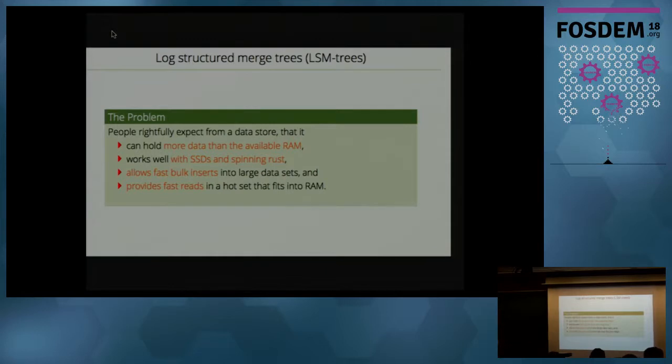Especially if my hot set, the majority of the data that I'm using in my application, fits into main memory. Why should my application be slower than this speed?